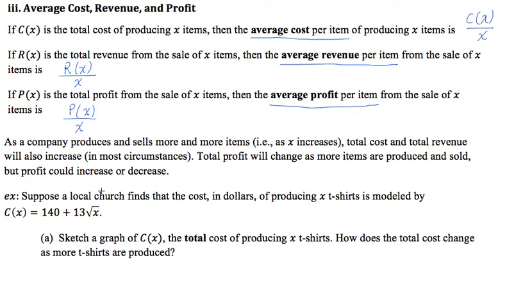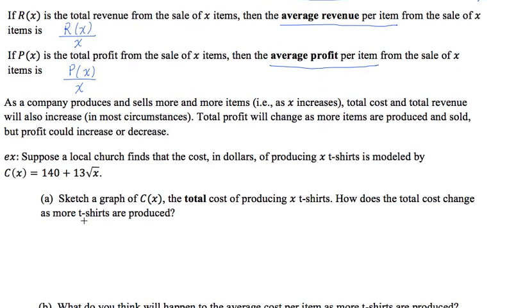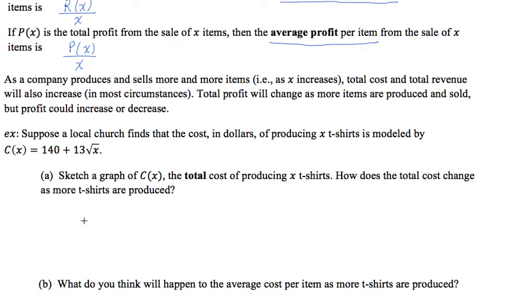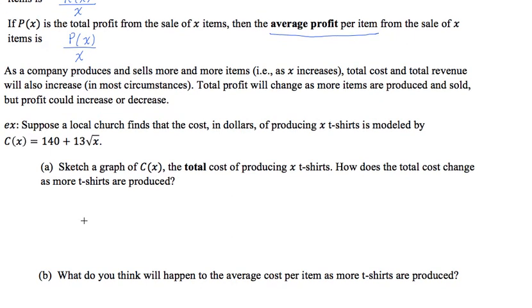So suppose a local church finds that the cost in dollars of producing X t-shirts can be modeled by C of X equals 140 plus 13 times the square root of X. So we're going to sketch a graph of C of X. Actually, we're just going to use a calculator to look at the graph of C of X, the total cost of producing X t-shirts, and look at, in particular, how does the total cost change as more shirts are produced.